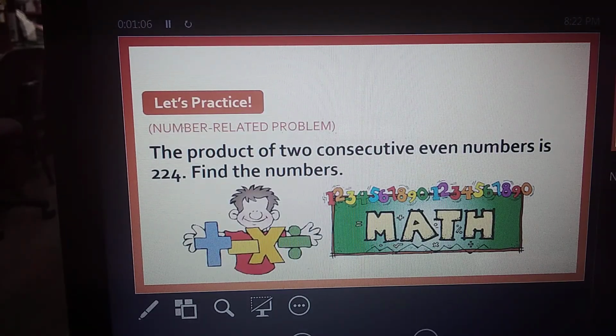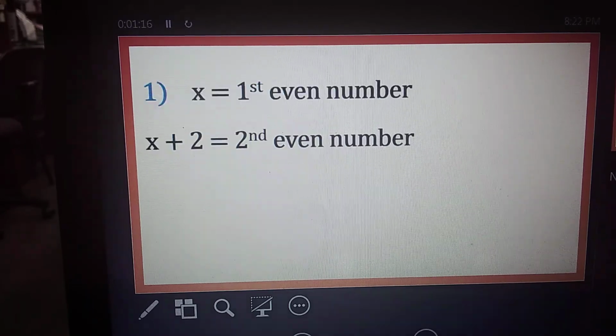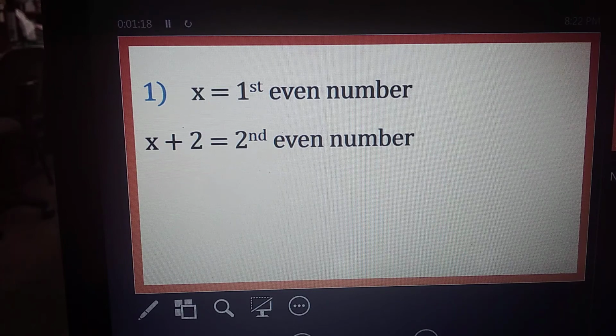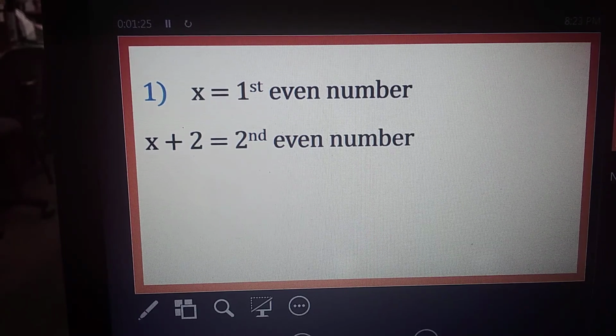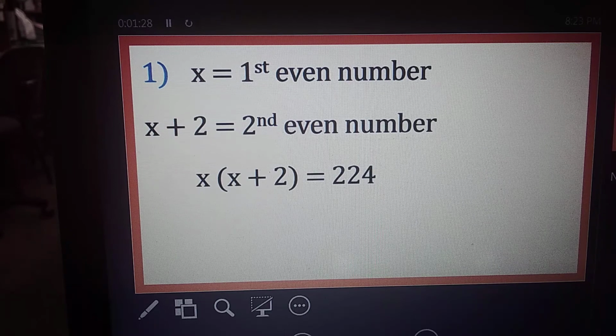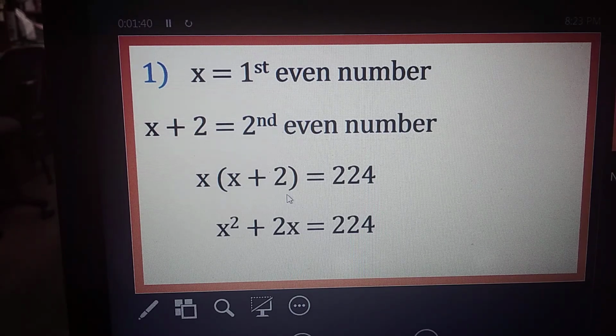The product of two consecutive even numbers is 224. Find the numbers. So let's make first a representation. We take x to be the first even number and x plus 2 to be the second even number. Since we are asked of the product, we will multiply the two. So that will be x times x plus 2 is equal to 224. Then we apply the distributive property. x times x is x squared, and x times 2 is 2x, and copy 224.